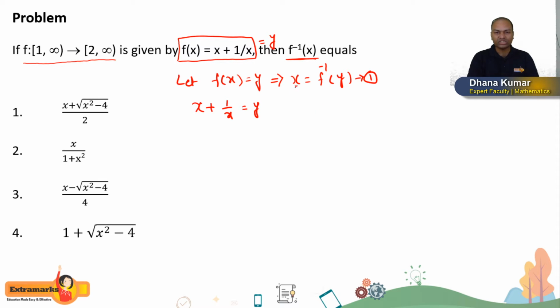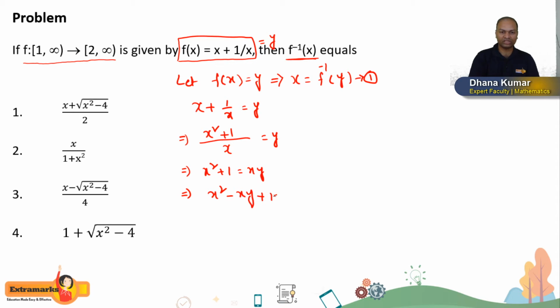In the first equation you observe that the left hand side is x. So you solve this equation, and at the last you find the x value. Understand my point? Right. So simplification: here the LCM is x, numerator x into x, x square plus 1 is equal to y. Cross multiplication, x square plus 1 is equal to xy. Shift xy to this side, x square minus xy plus 1 is equal to 0. Right, this is a quadratic equation in terms of x. Okay, so you find the roots.